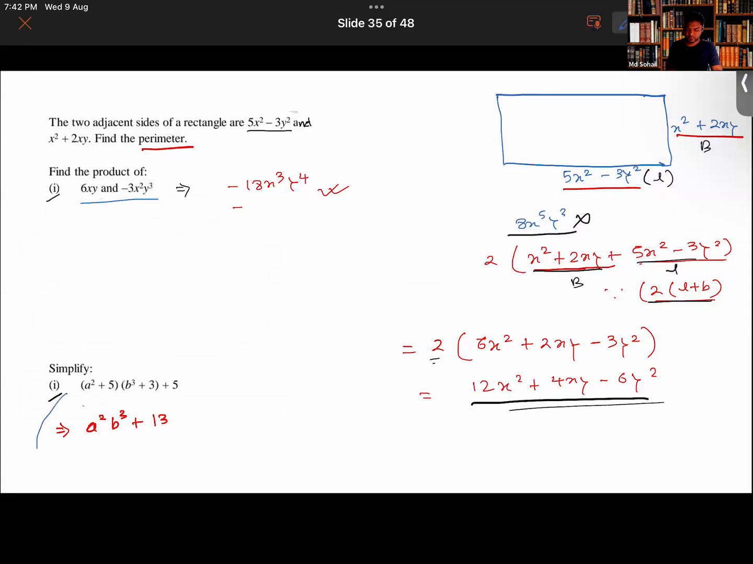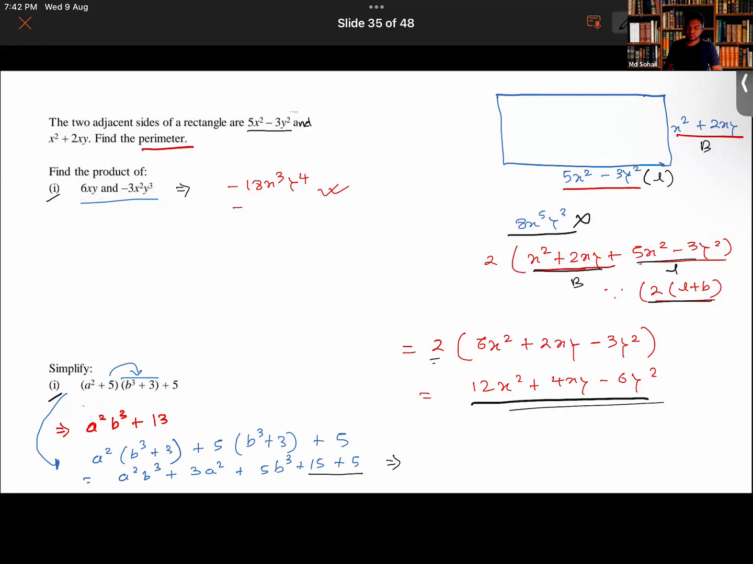Okay, let me see. So a square will be getting multiplied here with b cube and 3. And then this 5 will also be getting multiplied here. Getting it? So 5 multiplied by b cube plus 3 and this 5 over here. So here it becomes a square b cube plus 3a square. Yes, sir. Right, so here it's 5b cube plus 15 plus 5. The rest you guys can do yourself. Just quickly tell me the answer. 15 and 5 get added here.